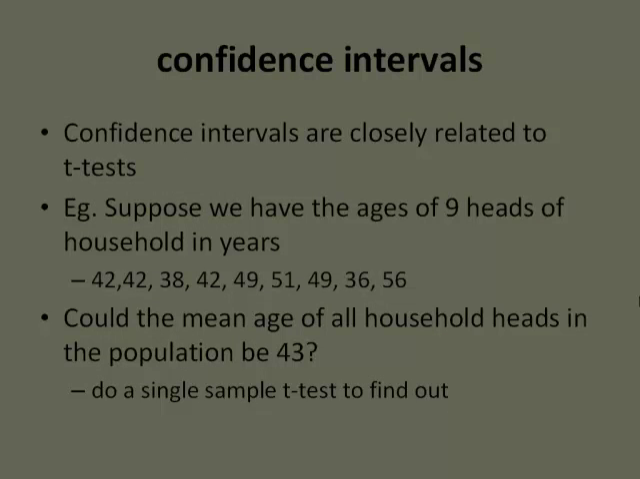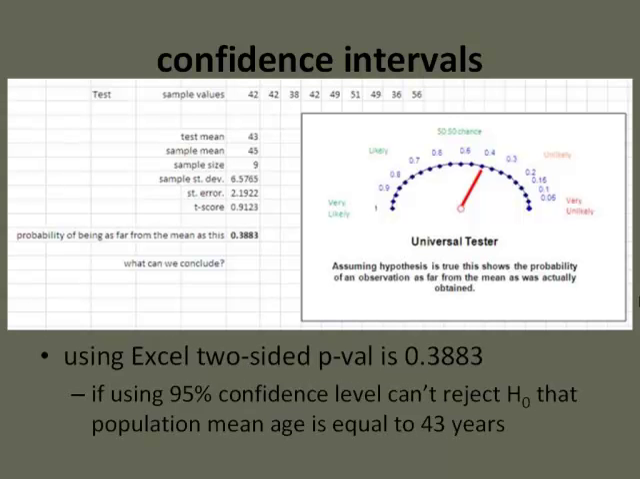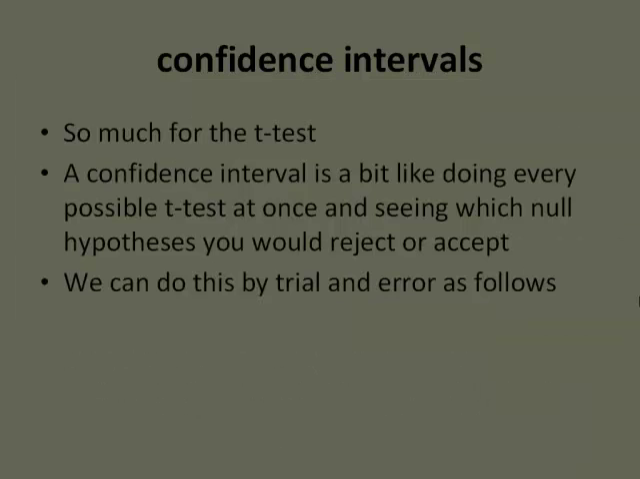So, related to the t-test, suppose we had a sample like this, 9 heads of household. You can do a t-test to find out, is the population mean age likely to be more or less than 43? We've got it on the screen here. If you do a one-sided or two-sided test, is it likely to be 43? You can't reject it. So you can't reject the idea that the population mean age is equal to 43. So much for the t-test.